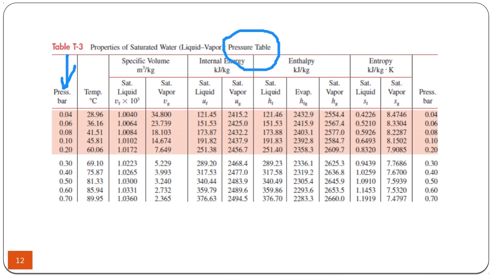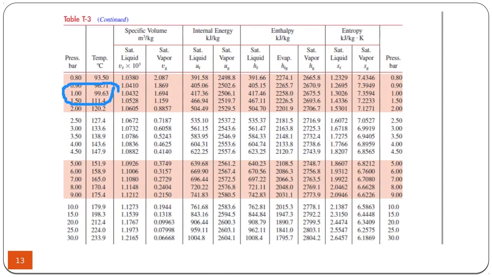In the pressure table, instead of starting with a temperature, you start with a pressure. For instance, if you are given a pressure of, let's say, 4 bars, the corresponding saturation temperature is 143. It means that water starts changing phase at 143 Celsius if the pressure is 4 bars.